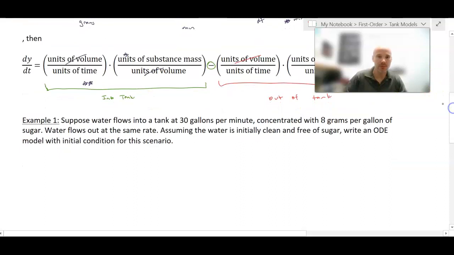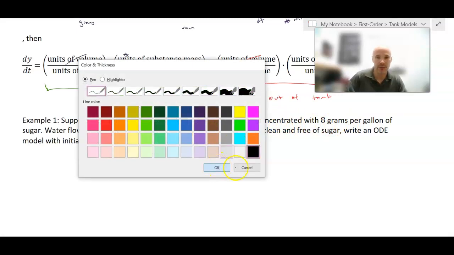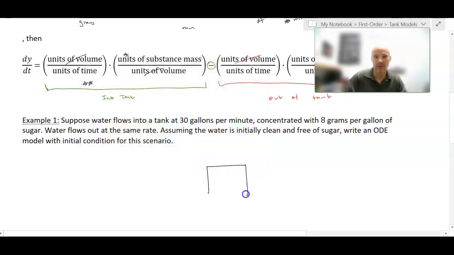All right, let's get an example. Suppose water flows into a tank at 30 gallons per minute, concentrated with 8 grams per gallon of sugar. Okay, so here we have whatever kind of tank we want to draw. And I just like to draw a generic box because I'm not an artist. And so here we have 30 gallons per minute, 30 gallons for every 1 minute. Okay, I like to write my units this way. That way, even though it's 1 in the denominator, I don't like to write 30 gallons/minutes because this helps me keep track of a proportion.